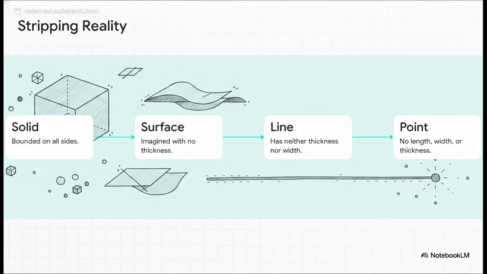Then, a piece of that surface is separated by a line, which, again, we have to imagine has no thickness and no width. Finally, we drill all the way down to the ultimate minimalist lifestyle choice, the geometric point. It separates a line, but it has no length, no width, and no thickness. It's just a location, and absolutely nothing more.